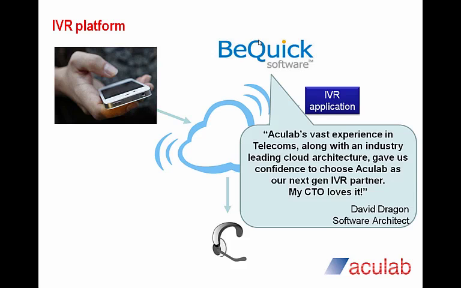A nice quote here from David Dragon, who was the senior architect on this. "Acolab's vast experience in telecoms along with an industry-leading cloud architecture gave us confidence to choose Acolab as our next generation IVR partner. My CTO loves it." An interesting point to bring out here is that they were using another cloud-based platform, but the rates were far higher, so we were much more cost-effective. And in terms of how we scale and the flexibility we offered, again, it was ticking all the right boxes, and so BeQuick decided to come with us.